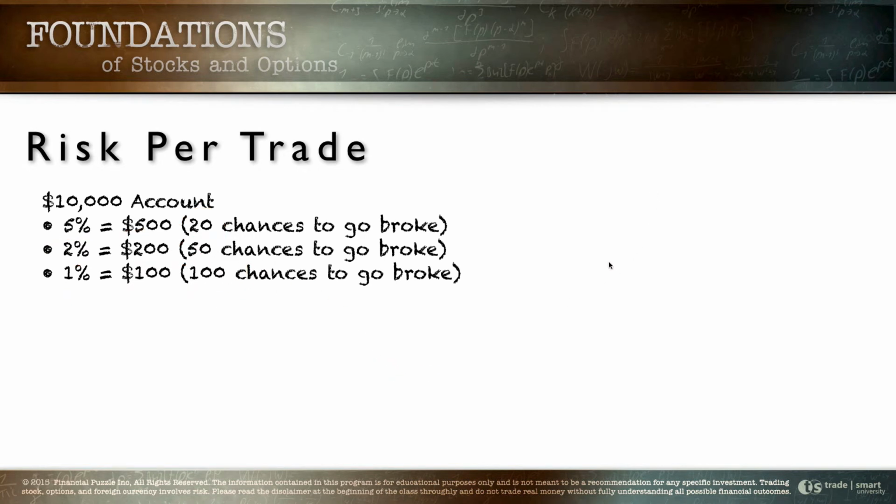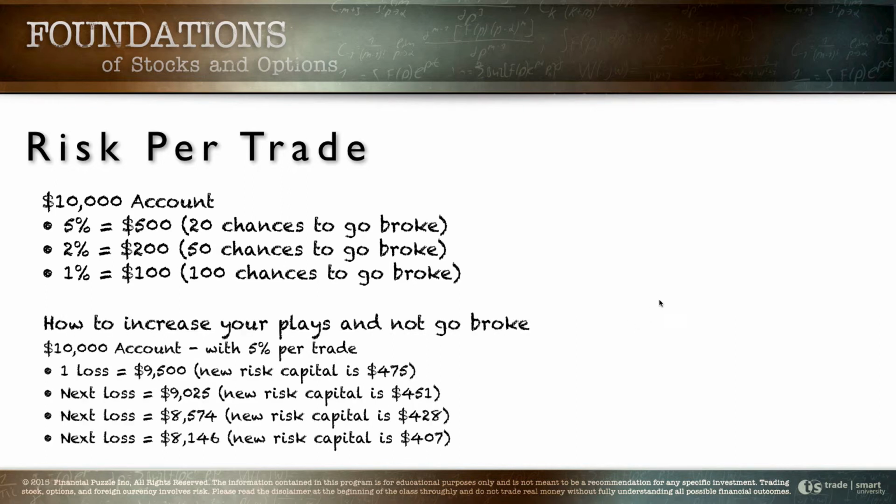Now there's another way we can manage this, and this is a little technique that I like, and one that I frankly think everybody should adopt. That is a way to increase your plays without going broke. Let's say we take a $10,000 account and you've got a 5% risk. So on trade 1, we lose. Now our account value is only $9,500 because we lost 5% of our account. Well, now our risk capital is going to go down as well. We're going to scale it. And so the new risk capital is only $475.